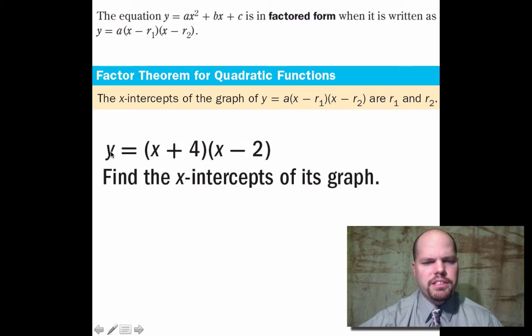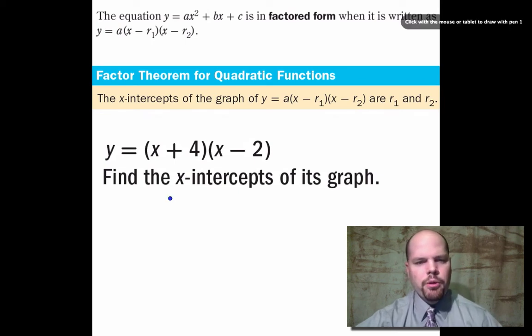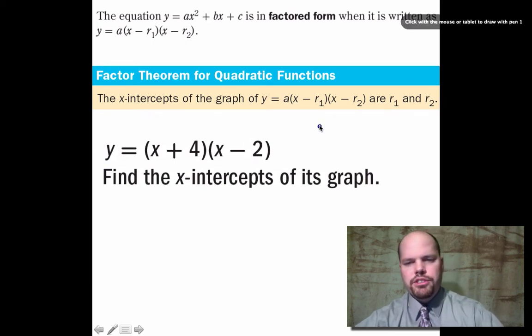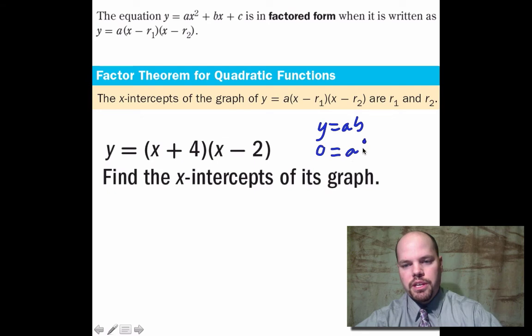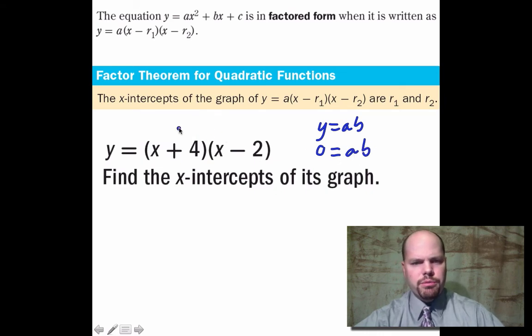Okay, so for example, let's say y equals the quantity x plus 4 times the quantity x minus 2. What are the x-intercepts of its graph? Well, it's not much different than the zero product property. So let's say we had 0 equals a times b. The zero product property from lesson 2.8 says either a is 0, b is 0, or they're both 0. That's no different than if we had a here, b here. What value makes this quantity 0?